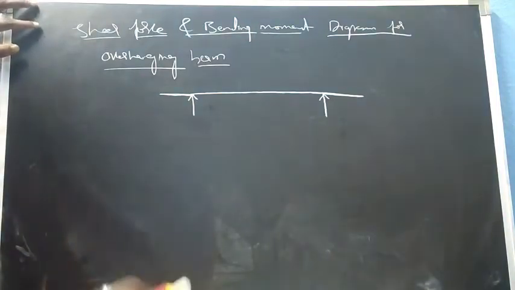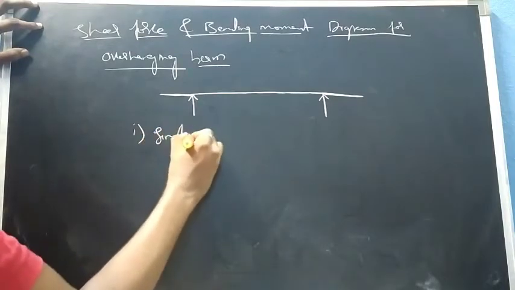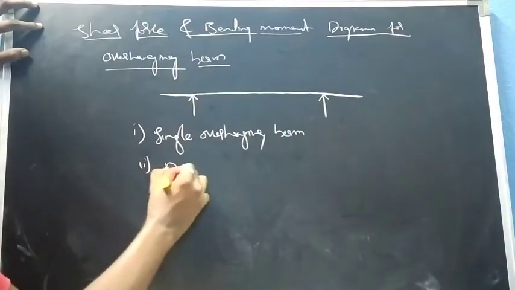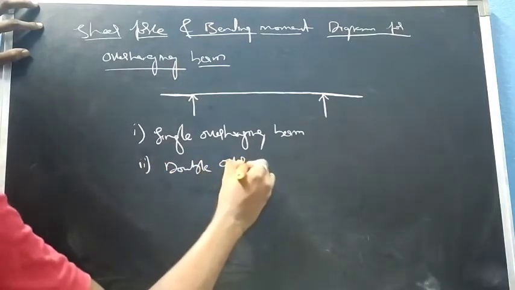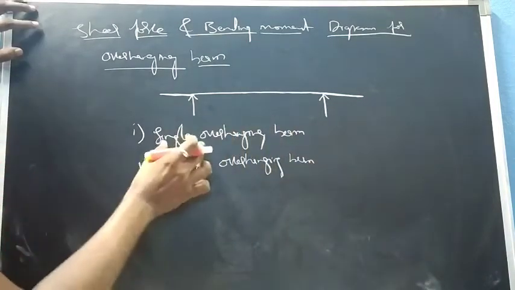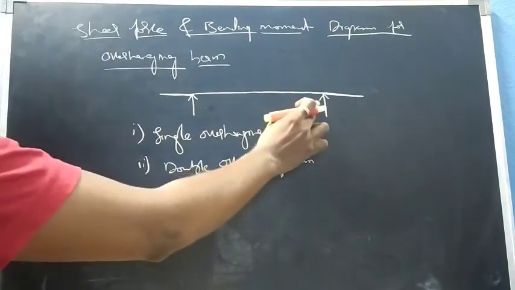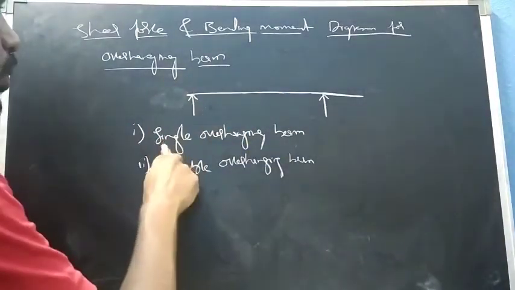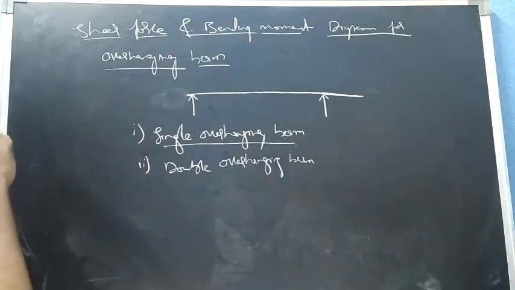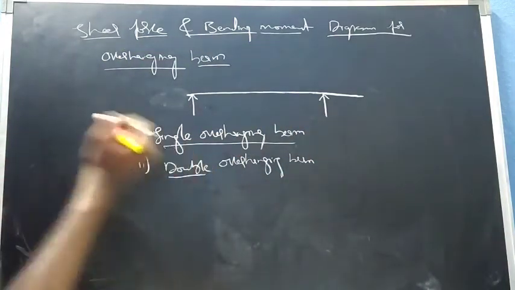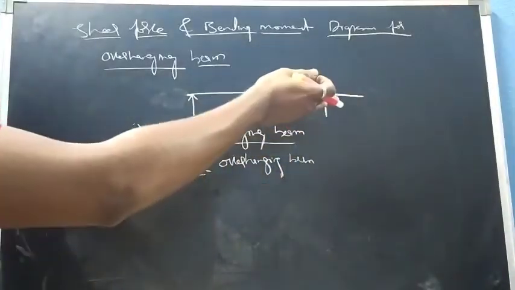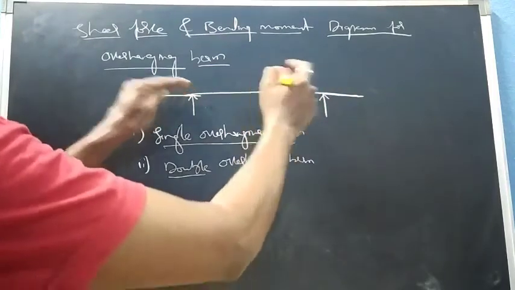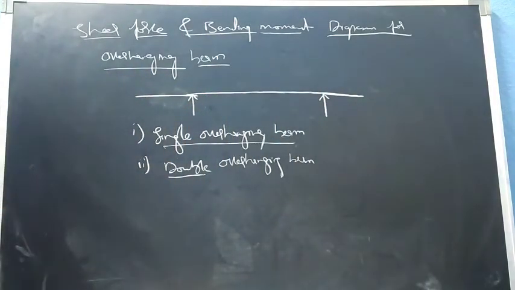So in overhanging beam, we have two cases. One is single overhanging beam. Another one is, yes, your guess is right, that is double overhanging beam. So single overhanging beam is nothing but the beam which extends beyond the support on one side. That means I have to erase this, then it will become a single overhanging beam because it is extended on one side, isn't it? Now double overhanging beam is a beam which extends beyond the supports on both sides. So from left side, from right side, the beam is extended. It is overhanged. That is why we call it overhanging beam, right?